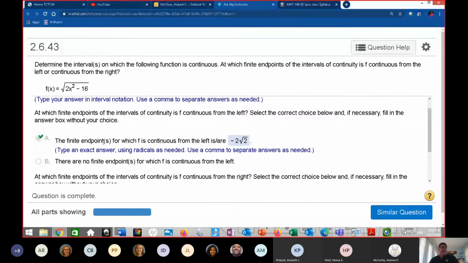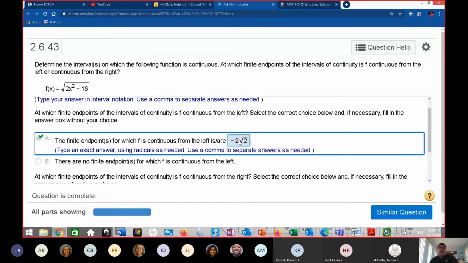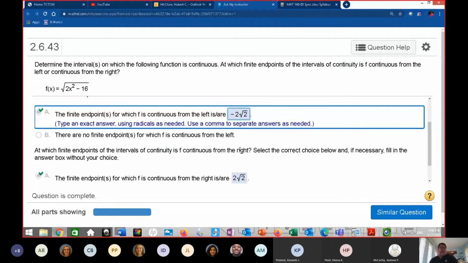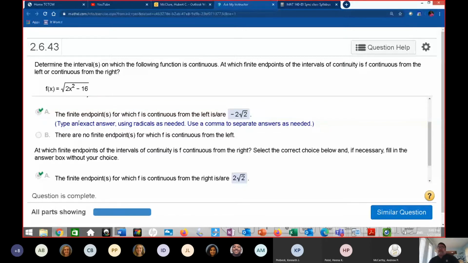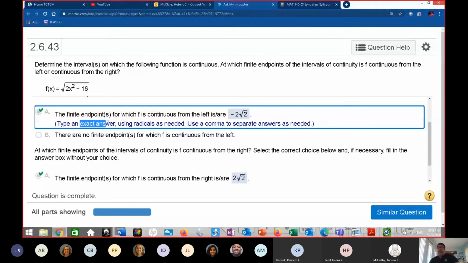The finite endpoints for which the f is continuous from left should be negative square root of 2. Oh, he pulled out. That's fine. That would be okay. You could write it as a radical, and that's probably the way they want you to. Yep, here it is. Exact. Make sure you write that as exact. Yes, the domain is negative infinity. Yeah, that's right. Now, right here, Miss Sterling, it says exact. What does exact mean in algebra? That means you have to use the what? You have to use the radicals.